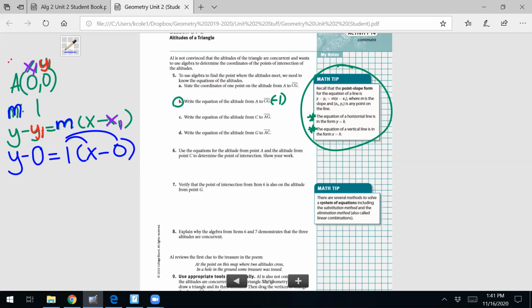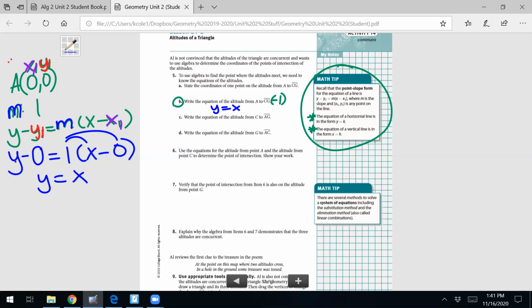Good, distributive property. What's 1 times x? 1x or just x? What's 1 times -0? -0, which I'm not even going to write because it doesn't do me anything. And then on this side, I have y minus 0, so what's really over there? So this equation is just y equals x. Okay?